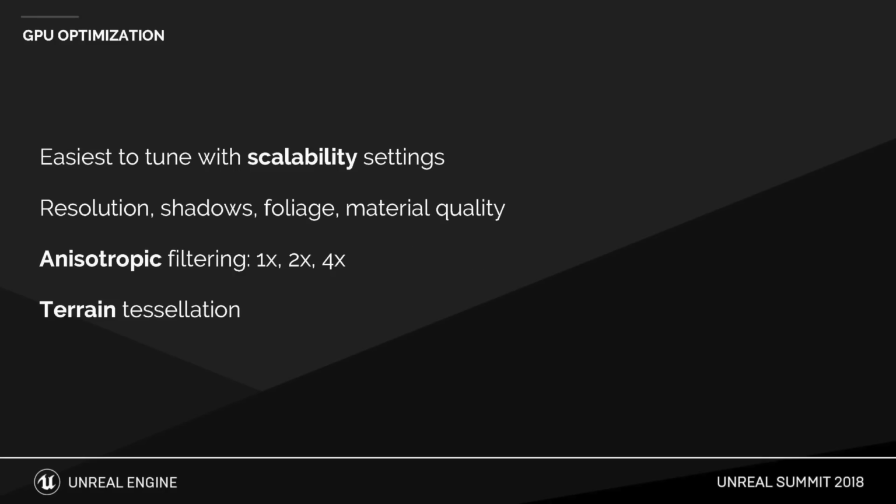GPU is the easiest thing to adjust with the scalability settings. The kinds of things that affect GPU performance are the resolution, the shadows, the amount of foliage you have, and the quality of the materials, the shaders generated by the material system. There are also some pretty cheap things we can turn on or off, such as anisotropic filtering. If we turn those off, we get a bit of a boost in texture sampling. And we can also change the resolution of the landscape in the distance.